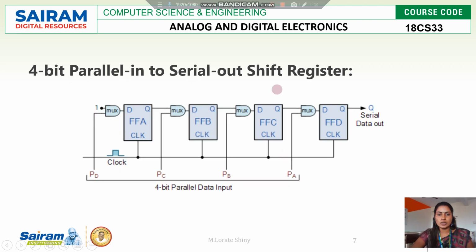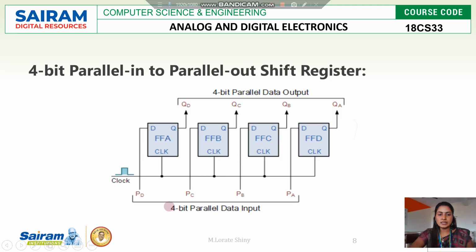Parallel in, serial out. Parallelly we are sending input to all the flip-flops and receiving a single output, that is called serial output. So parallel input, serial output. 4 inputs we are giving parallelly but receiving only one output. Then the last one, parallel input, also parallel output. Parallelly we are giving input to all the flip-flops and also getting parallel outputs from all the flip-flops.